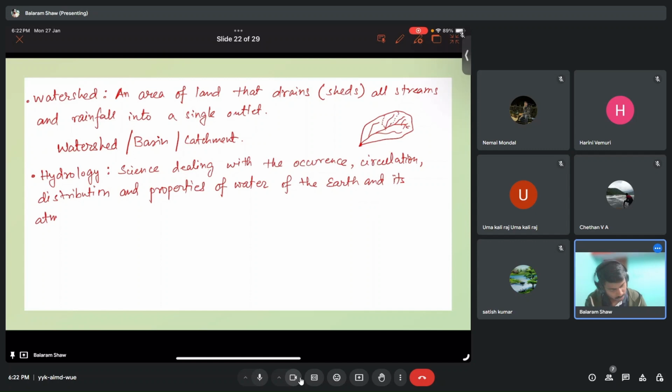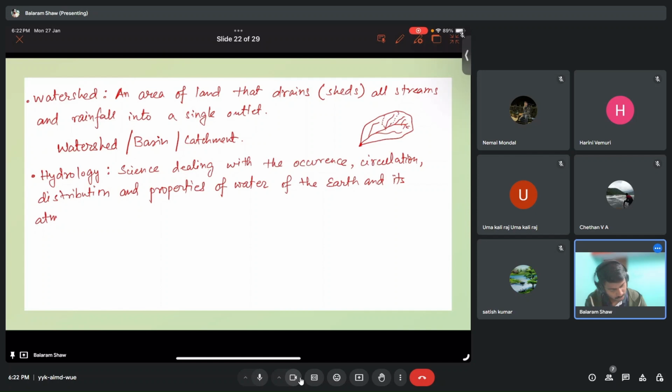Okay, so hydrology, there are different definitions. Overall, I found this definition to be having all the definitions that we have seen. It will deal with the occurrence, as in how the water comes into the atmosphere or the land surface or the earth. Then circulation: we know that water is always in flux, right? So how it circulates in the atmosphere or through the earth atmosphere and below the earth. Then distribution of water, properties of water of the earth, and so on. So with this, I hope the terminologies are clear.